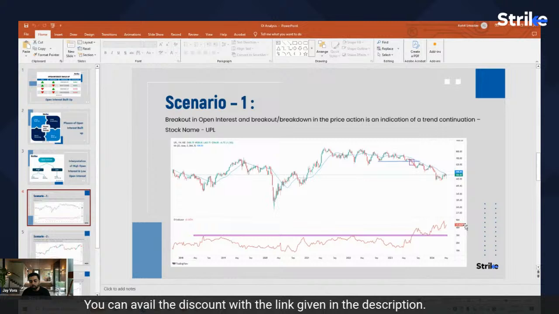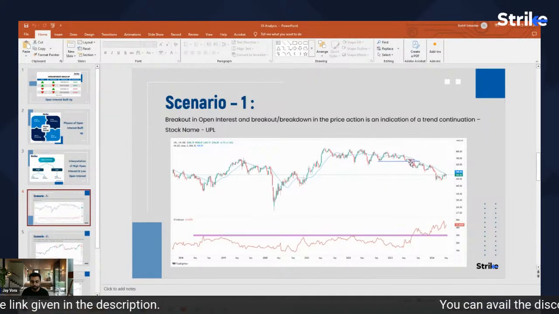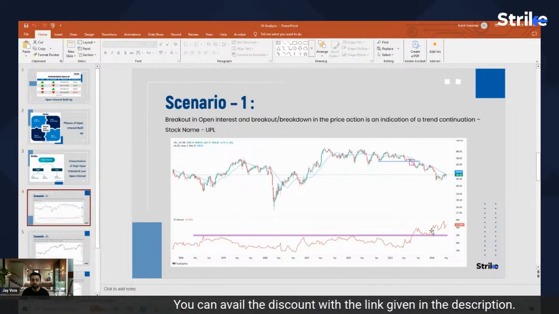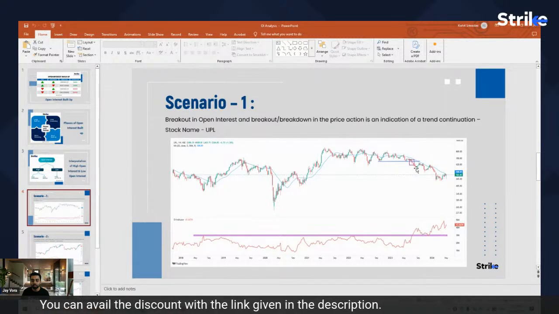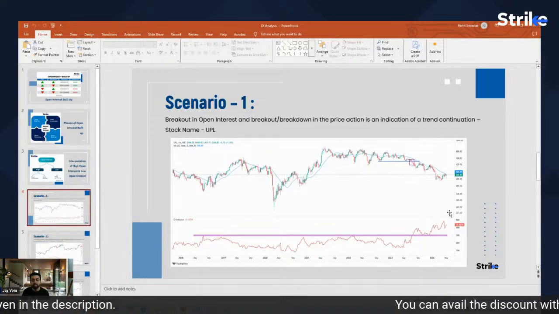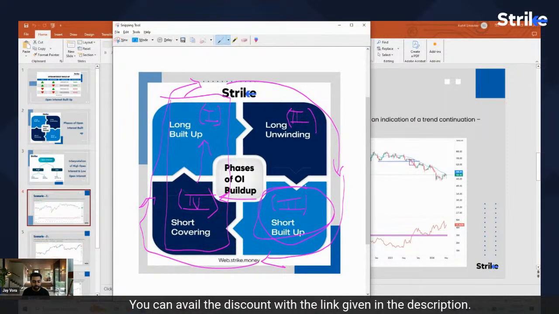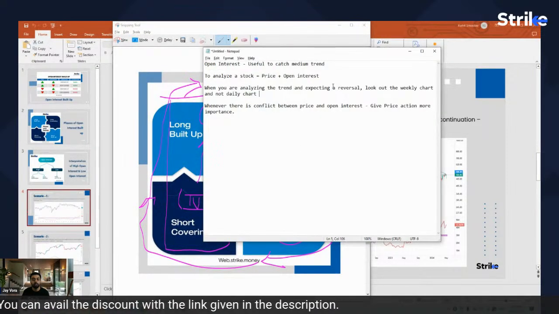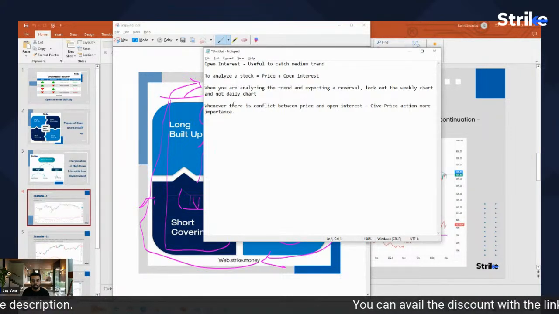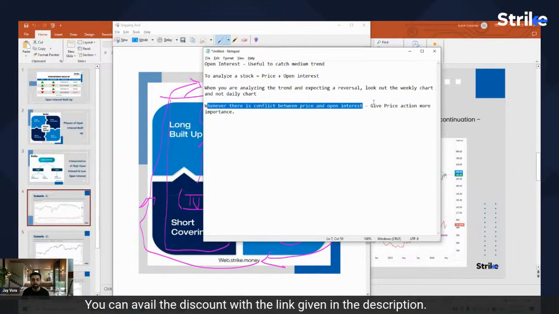Now see, I had prepared some examples based on the past. You can see over here that in UPL, when the fall started, that's when the open interest started rising higher. Each pullback took open interest a little lower, but again it went up. And this is where I told you that picking a short build-up is very difficult. That is why you always have to give a lot of emphasis on price. Whenever there is a conflict between price and open interest, give price action more importance.